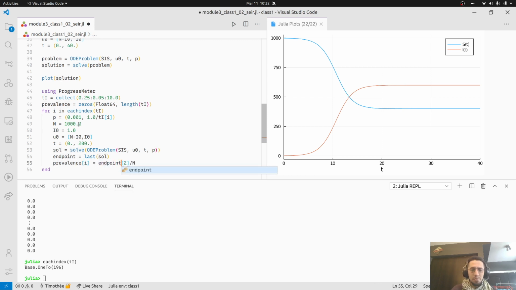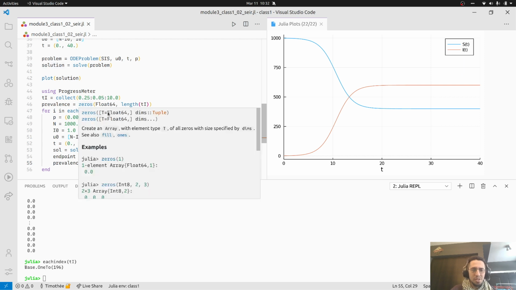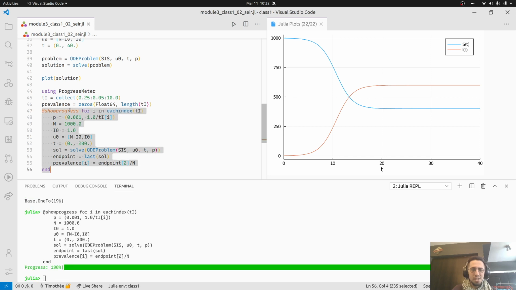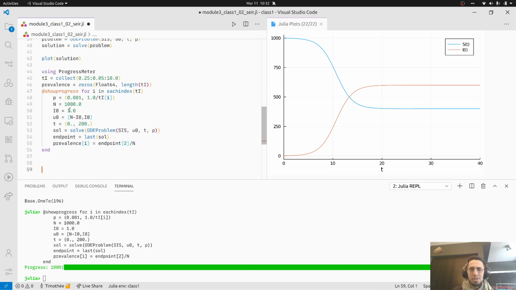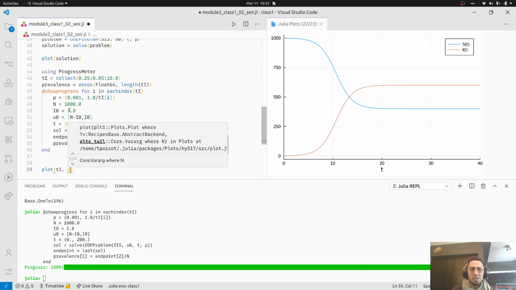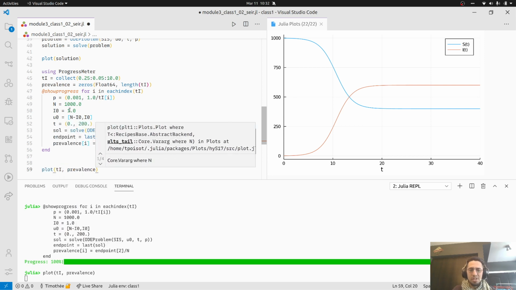Okay, so the reason is that I was not accessing the right object. But no, it's done. Okay, so it took 0 seconds to run 200 simulations. So now what we want to do is I want to plot TI over prevalence.